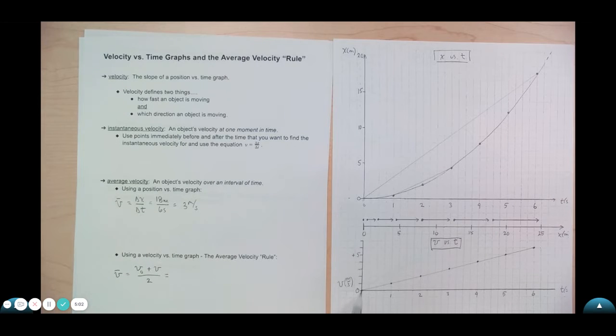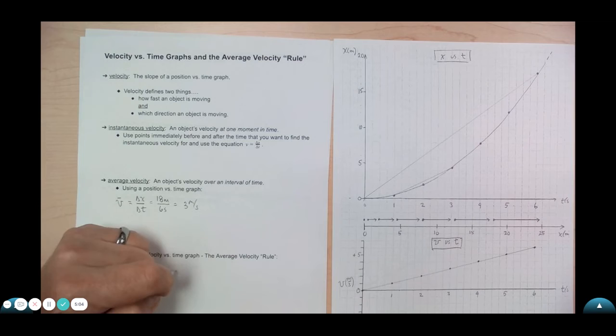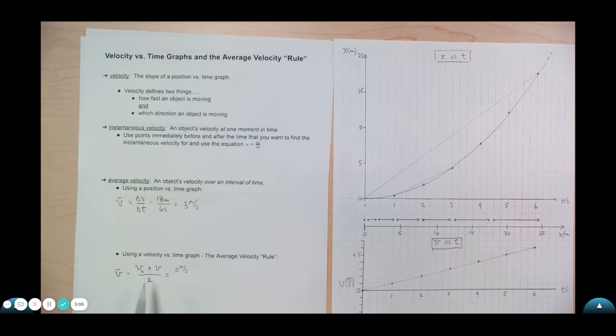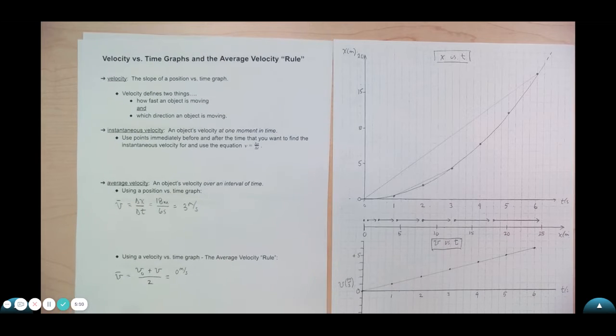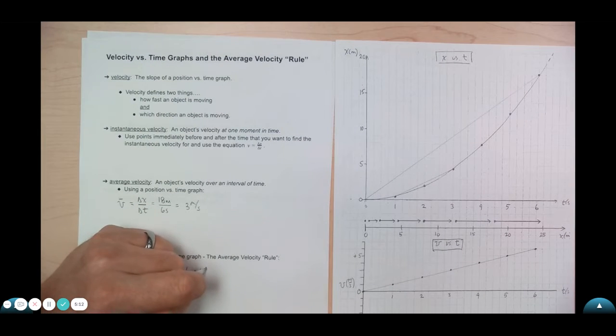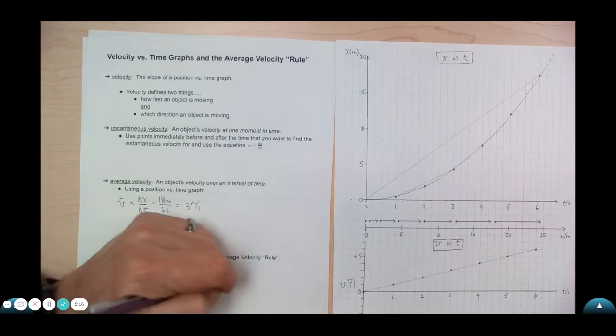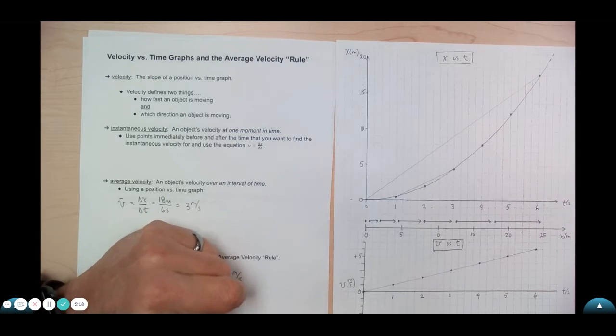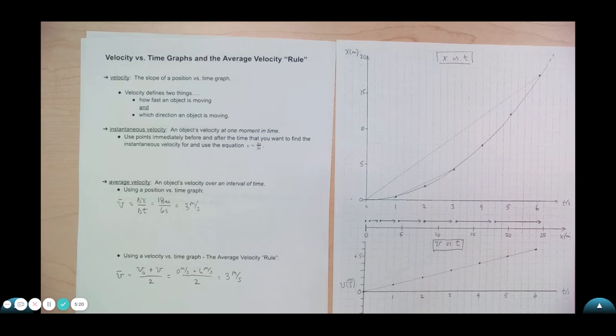So if I take the initial velocity, the final velocity, add them up and divide by 2, what do I get here? Well, V initial was 0 meters per second. V final is 6 meters per second. Divide by 2. Holy smokes. You get the exact same thing. This is literally called the average velocity rule.